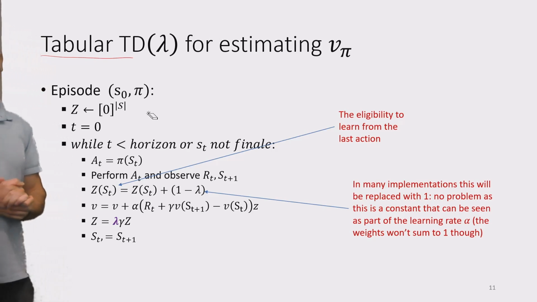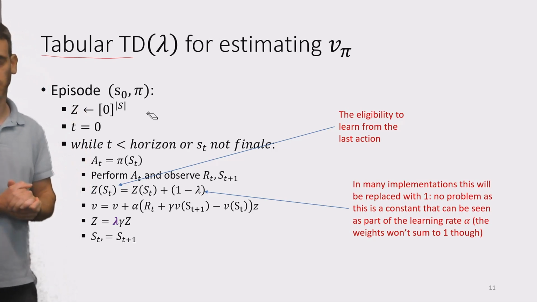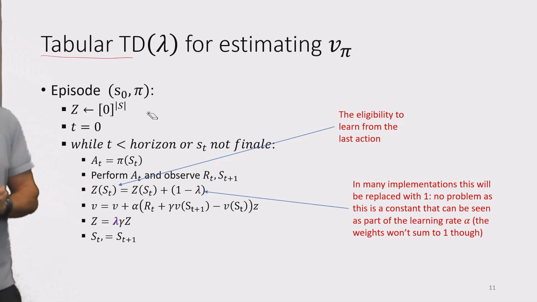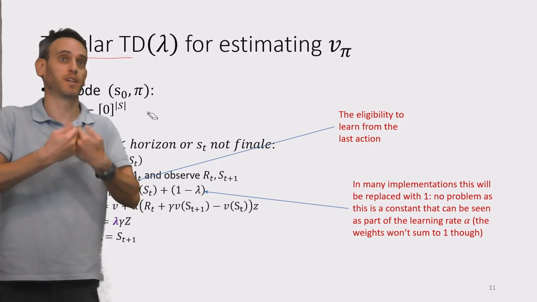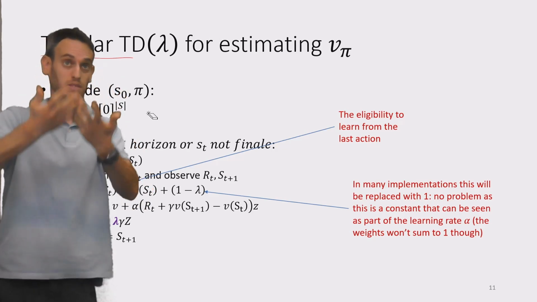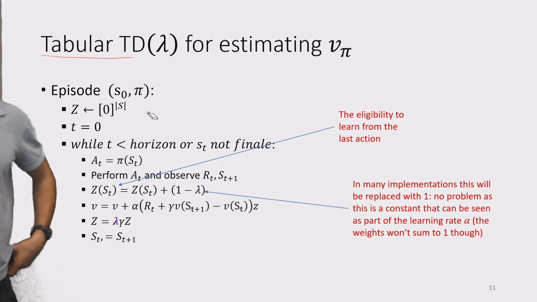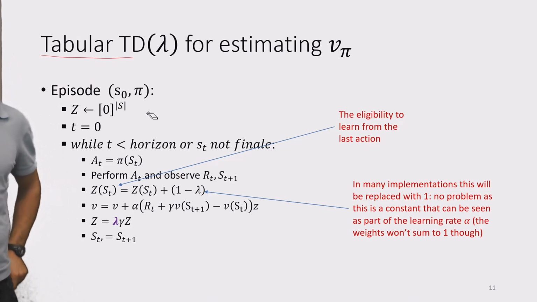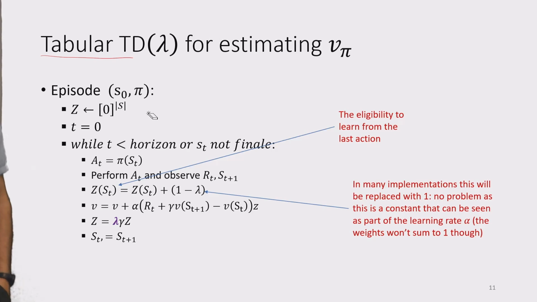So at each time step, we'll keep an eligibility score for each one of our states in the state space. We initialize it to 0. And each time we visit a state, we increase the eligibility to be very high, and it will be exponentially decaying over time. So as long as we perform learning at each time step, we update the eligibility to learn from the last action.